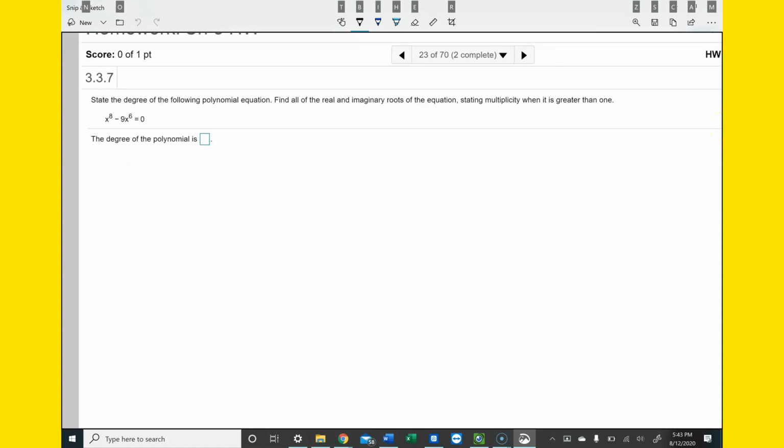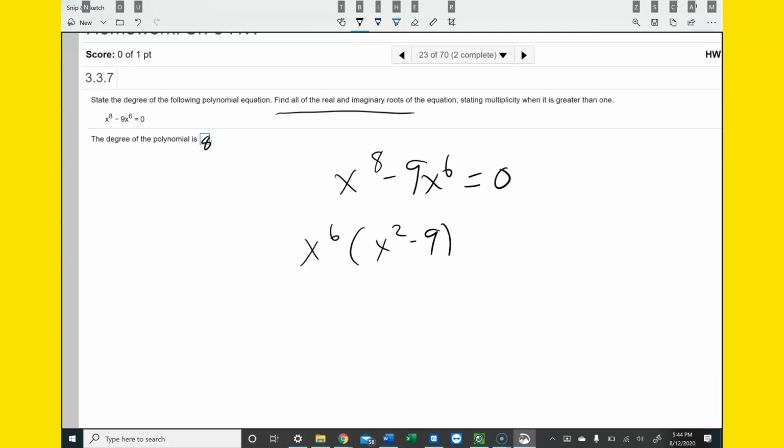All right, here we're told to state the degree. The degree is the highest exponent, so the degree is 8. And then we're also told to find all of the real and imaginary roots of the equation. Well, this can be easily solved by factoring out the GCF. The GCF here would be x to the 6th. And then I'm left with x to the 2nd minus 9. And then x to the 2nd minus 9 could either be solved using the square root method, or I could factor it as a difference of squares: x plus 3, x minus 3.